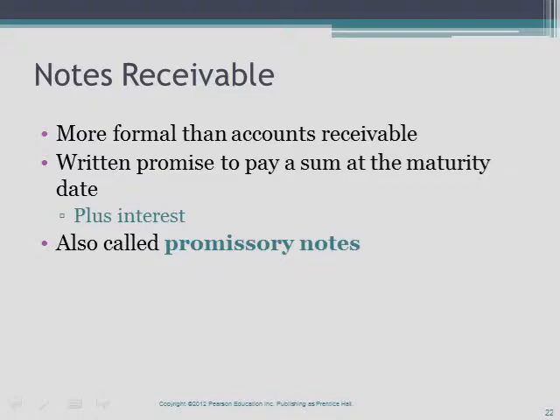Notes receivable are more formal contracts than accounts receivable. For a note, the borrower signs a written promise to pay the lender a definite amount at a maturity date plus interest. This is why notes are also called promissory notes. The note may require the borrower to pledge security for the loan. This means that the borrower gives the lender permission to claim certain assets, called collateral, if the borrower fails to pay the amount due.